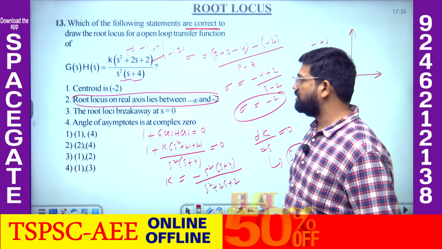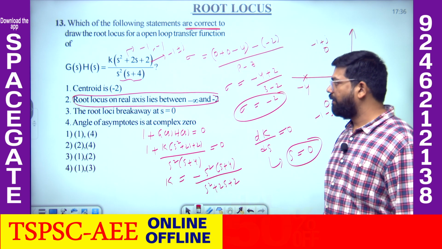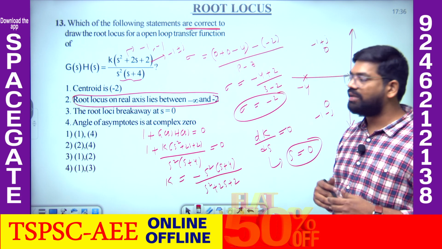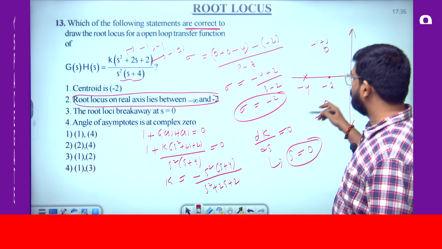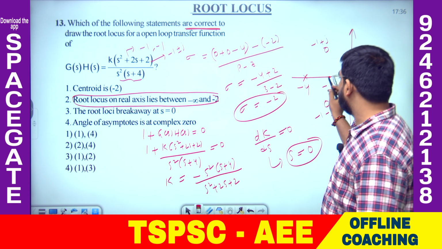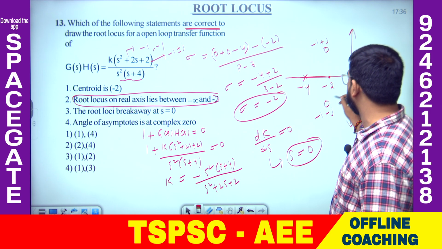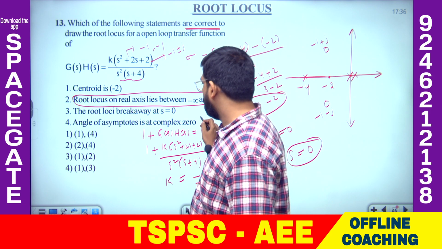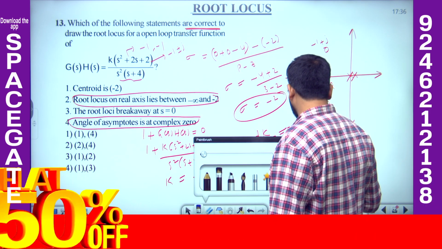Angle of asymptotes is at complex 0. The angle of asymptotes axis is always on the real axis only, meaning the centroid is always on the real axis at minus 2. Here, how many poles? 3 poles, and only one asymptote along with this. These two are settling with these two zeros. So this is also not the correct one. He is asking which one is correct.